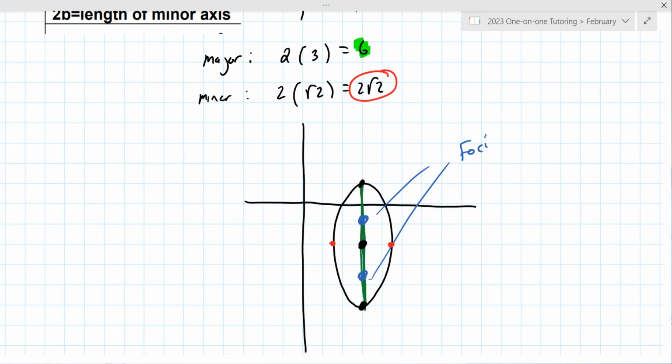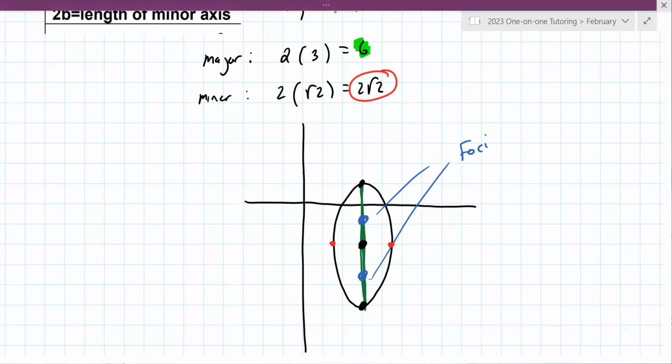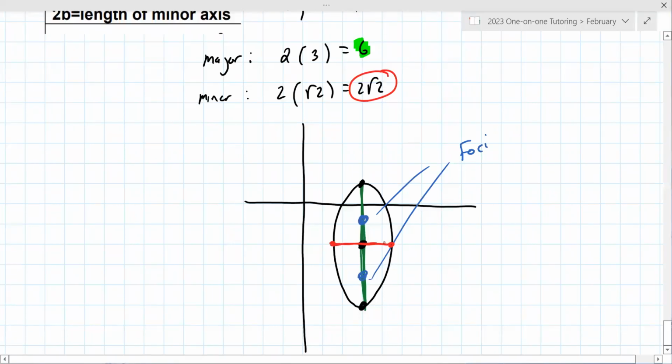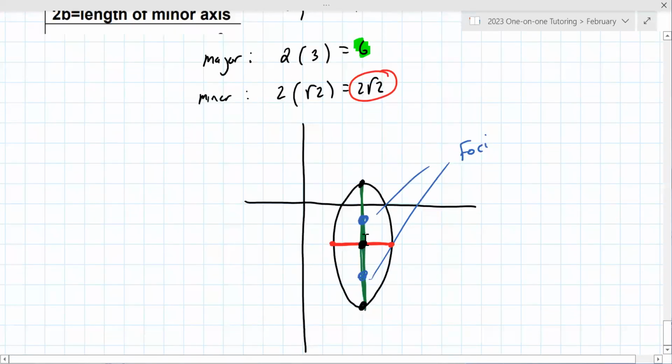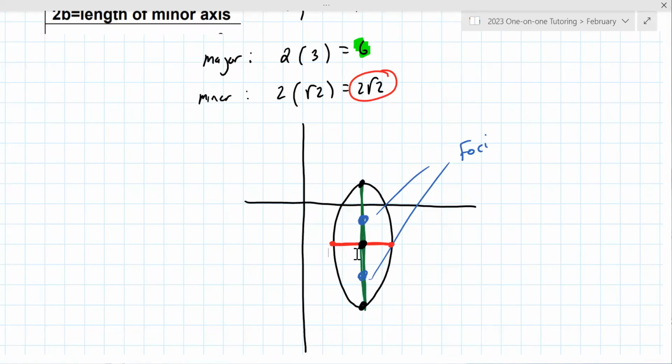Why is the center at (2, -3)? Shouldn't it be (3, -2)? (3, -2). 3 and then down -2. That's the center right there. Oh, okay. Sorry, I got confused. Don't worry about it. There's so much going on here.